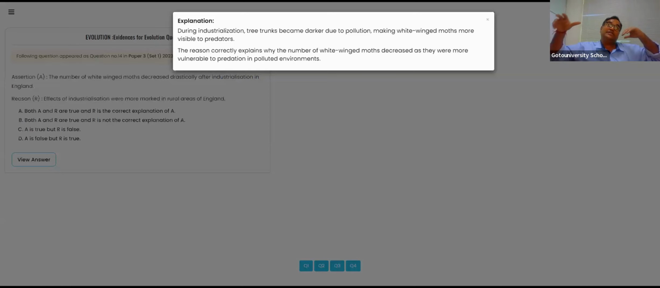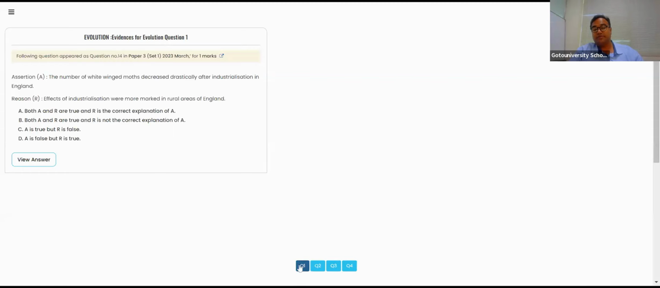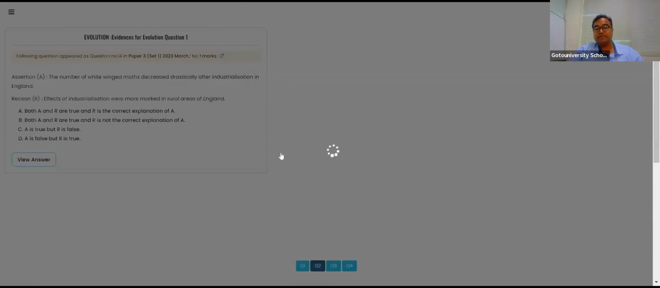So the light moth, in contrast with the dark, will be found out very easily by the predators. Light color moth with the dark background will be found out very easily, whereas the dark color moth with the dark color background can't be found out because of the industrial melanism. Like this, we studied before 10 minutes back. Now we are entering into the important question.